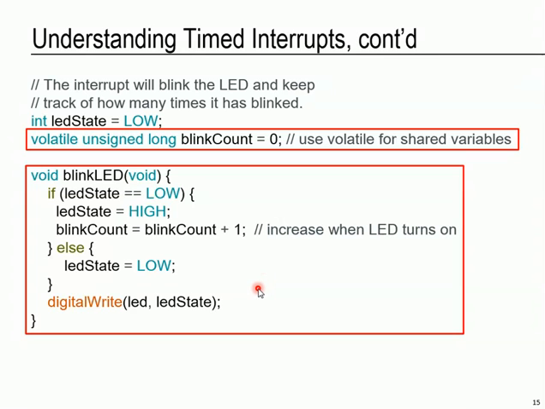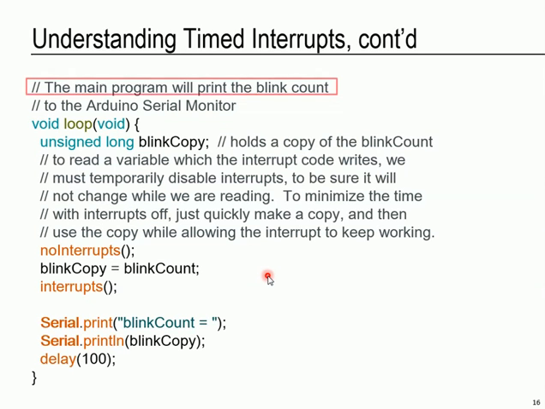So net result, the LED changes state, and a variable, which includes the count of how many times the LED has blinked, is going to be updated every time this function runs. Then in the main loop, we're simply going to print out the blink count. Not too much happening in the main loop. Right down here is just printing out to the serial monitor how many times the LED has blinked.